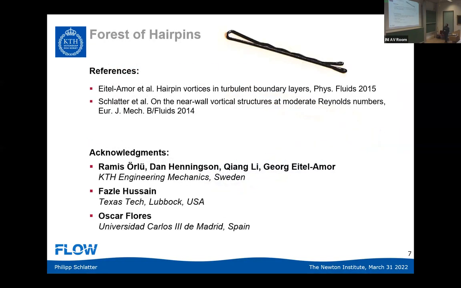So as I said, this is work, of course, that I have not done alone. There's a lot of people from KTH, including also Don. There was collaboration with Fazli Hussein and also with Oscar Flores from Madrid. And if you want to read about it, there's these two papers that we published on that topic. I will not cite that on every slide, so whenever you're interested, you can go to these papers.